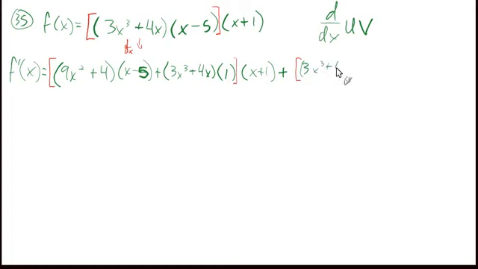3x cubed plus 4x times x minus 5. Not taking the derivative of this one on the second part, but then we take the derivative of the second one. Or sorry, not that. I said the derivative. The derivative of the second one is 1. Not all that exciting. That's the derivative of the second.